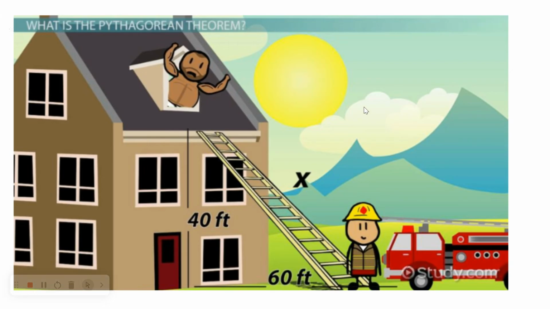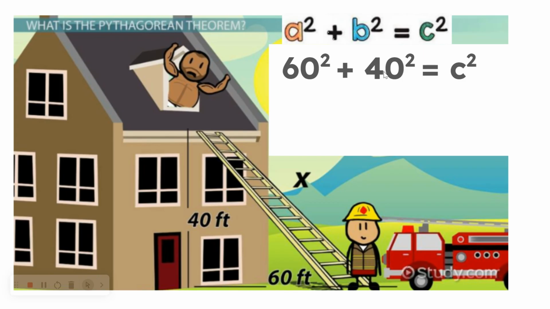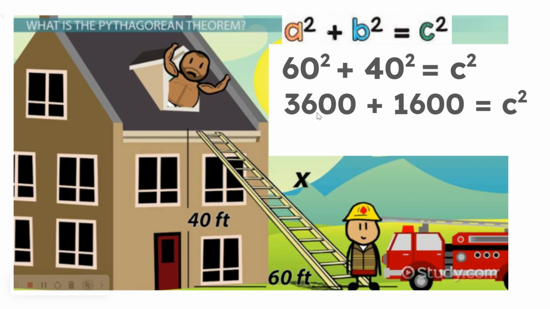Okay, so let's go ahead and see how you did. So we know we're going to be using a squared plus b squared equals c squared. Our a squared and our b squared are going to be these two measures here because these are creating our 90-degree angle. So we have 60 squared plus 40 squared equals c squared. So we have to figure out what 60 squared and 40 squared are. So in our calculator, again, we would type 60 and hit that x squared button, and 40, hit that x squared button. We get 3,600 plus 1,600 is equal to c squared.